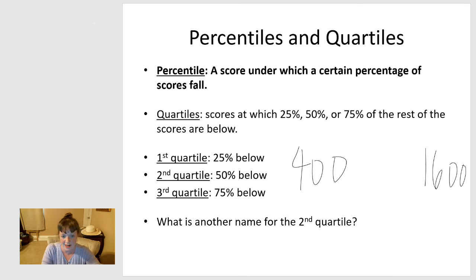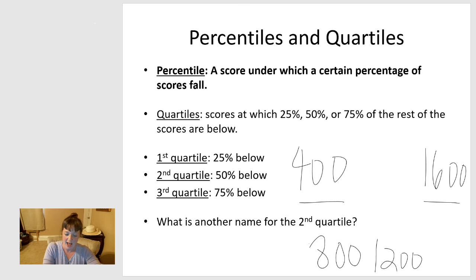Now, if I was going to just get the range, I would say that was a 1600 minus 400, so the range would be 1200, right? It ranged 1200 points. But what I might also report is that the first quartile was 800. The second quartile, or the 50th percentile, was, let's say, 1200. And then I may say the 75th percentile, or third quartile, was 1400.